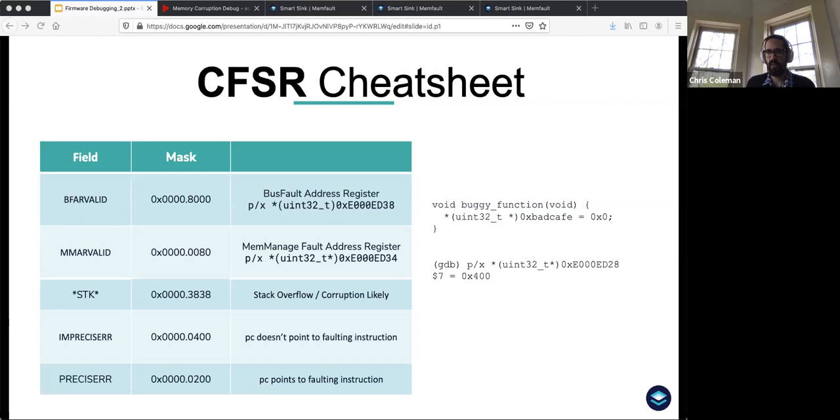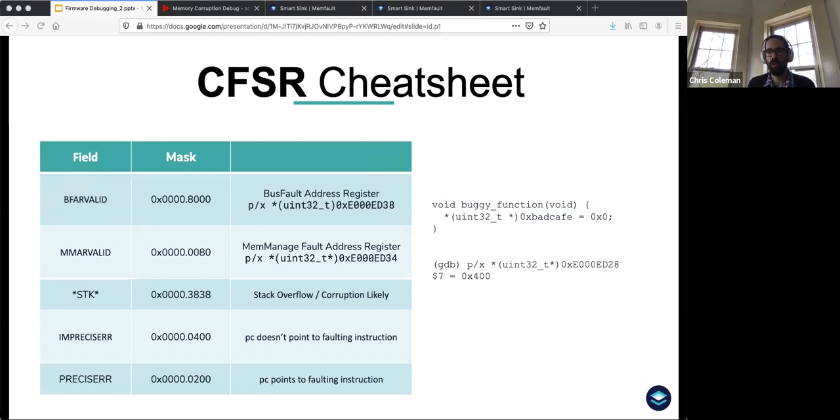Then there's a bunch of bits that refer to stacking errors. And if any of these are set, it tells us that the processor failed entering or exiting an exception. And when you see those, it means a stack overflow or some sort of corruption was likely on the platform.